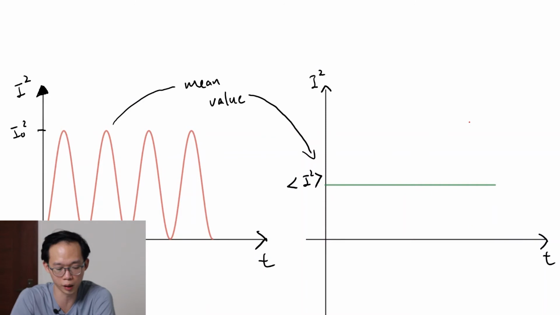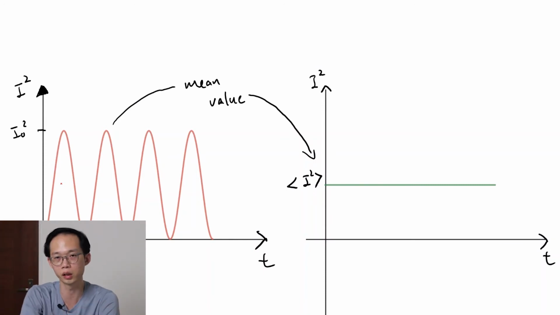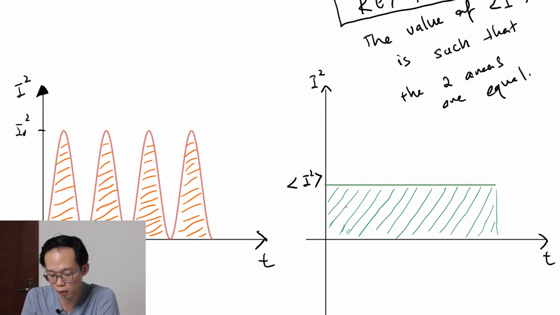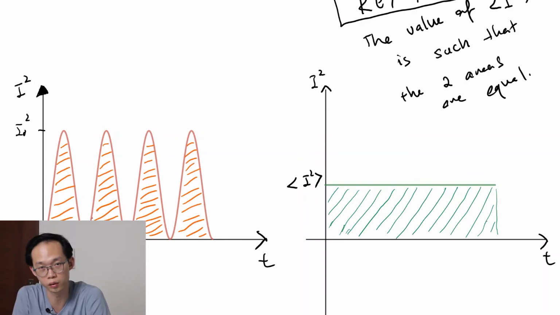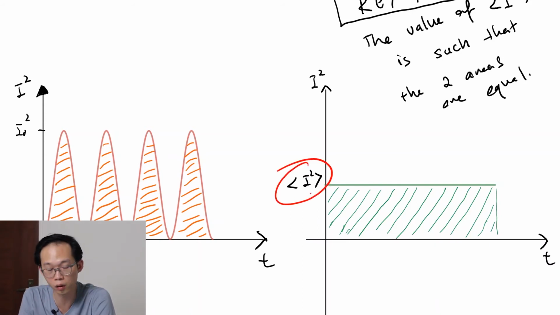Now this is the critical step, okay? Because what we're going to do is, from this sine squared graph of fluctuating values, we're trying to find one constant value that can represent the average value. Okay, now how do we do this? This is the trick. We're trying to find a value that gives us the same area under the graph as the fluctuating value. So if you look at the diagram here, what I mean is that the mean squared value of the current should be such that this green shaded area here is equal to the total red shaded area on the left.